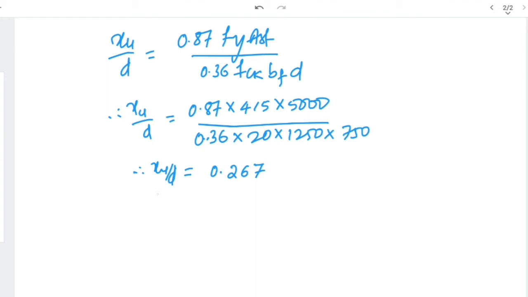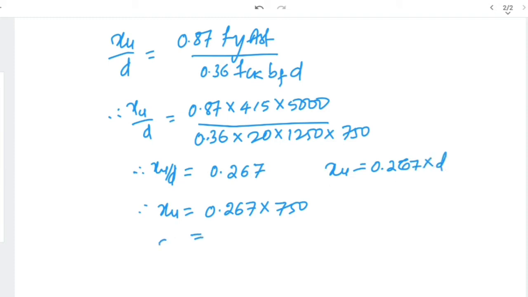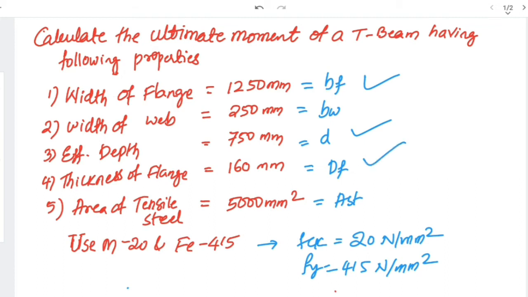Now you compare this with XU max by D. Before that I will be comparing it with DF. So XU is equal to 0.267 into small d. Small d is nothing but 750. So when you solve this one, you will be getting XU is equal to 200.58 mm. Before that, what I will do is compare this with DF. Now the DF is 160 mm, you can see 160 mm is there.